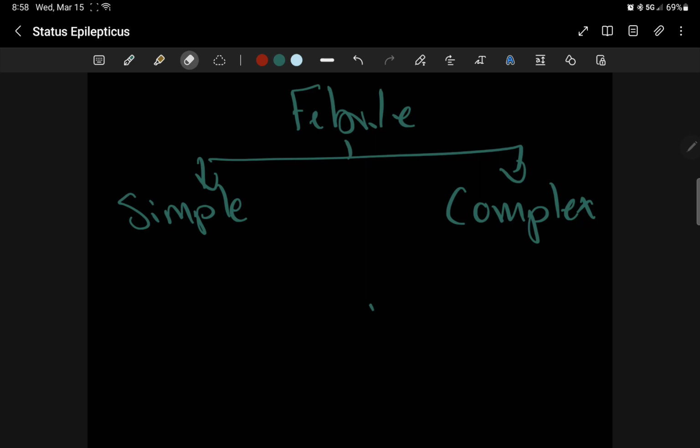So, what would be simple febrile seizures? So, simple febrile seizures is basically a seizure that lasted.